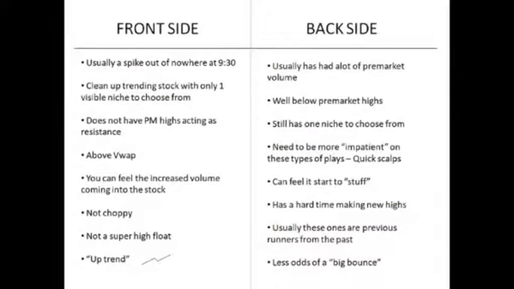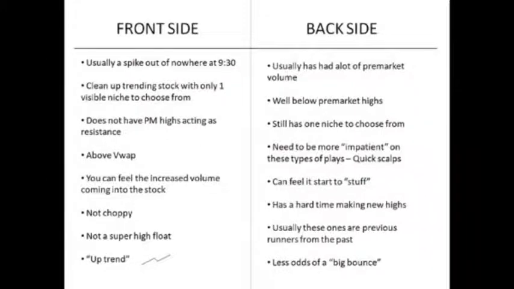So the front side. Now this front side and backside chart was developed purely for first bounces. There are going to be some variations for different setups, but this is a front side first bounce and a backside first bounce type of move. Usually on the front side, we get a spike out of nowhere at 9:30. Usually there's no volume traded further on the day. It's just a big spike up, so we're looking for a big spike up.